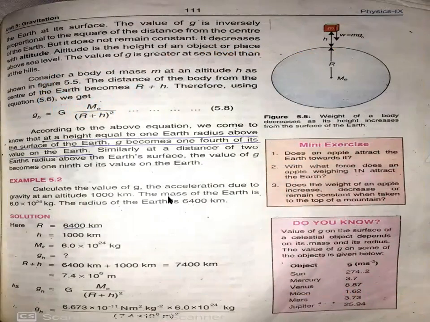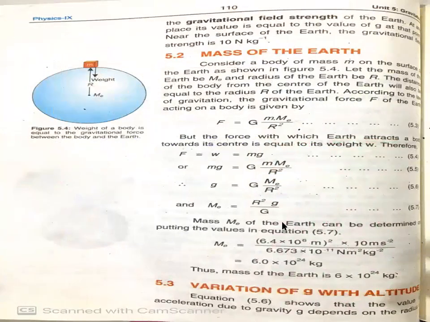So calculate the value of g, the acceleration due to gravity. At an altitude means it is lying at a height of 1000 kilometers. The mass of the earth is, you should know this by heart, 6 into 10 power 24 kilogram. The radius of the earth is given to you as 6400 kilometer. As we discussed, the radius of the earth is 6.4 into 10 power 6 meter.